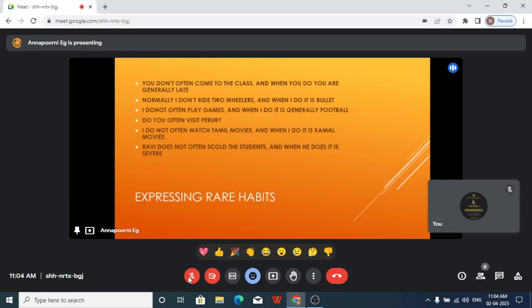Okay, next, Karthik. Ma'am, I do not often play games, and when I do, it is generally football. Okay, thank you. So here the next person is telling, I do not often play games. Everyone might not be interested in playing games. Actually, there are two types of games: one is indoor games and the other is outdoor games.